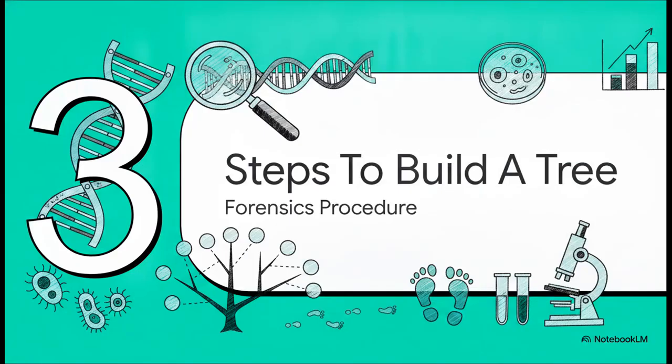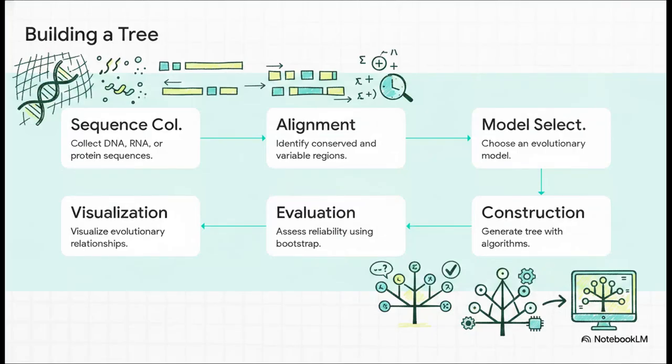Okay, Section 3, Steps to Build a Tree. Let's look at the actual forensics procedure used here. So, how do we actually build this thing? Well, it's a rigorous 6-step process. Step 1 is sequence collection, extracting DNA, RNA, or protein sequences from biological databases. Step 2 is sequence alignment, where scientists line these sequences up, almost like finding matching puzzle pieces, to see which regions are conserved and which vary.